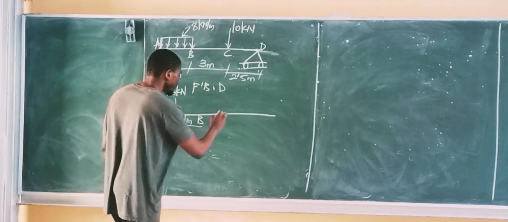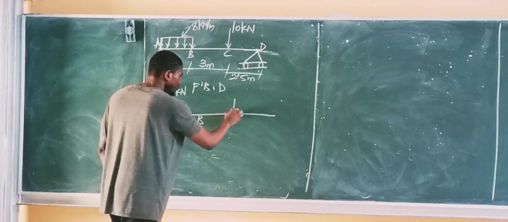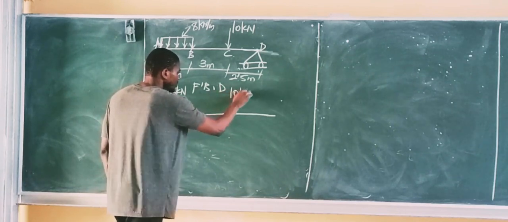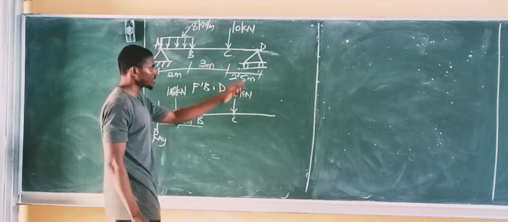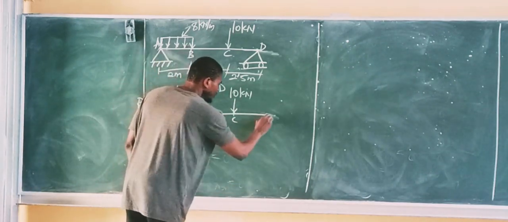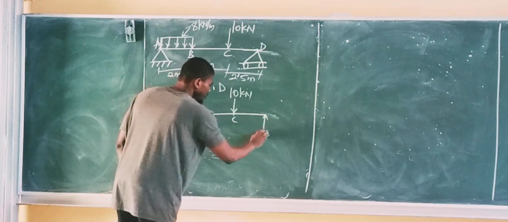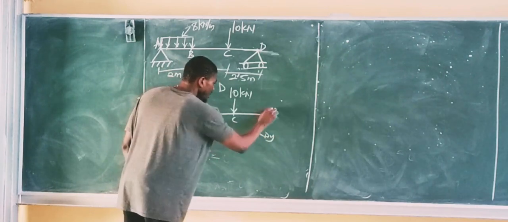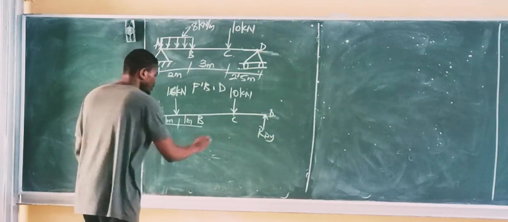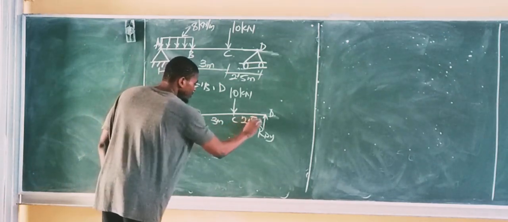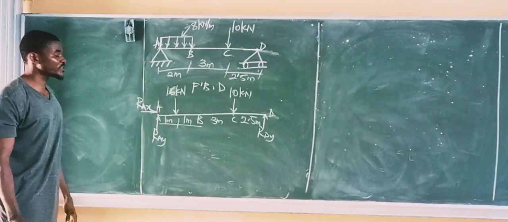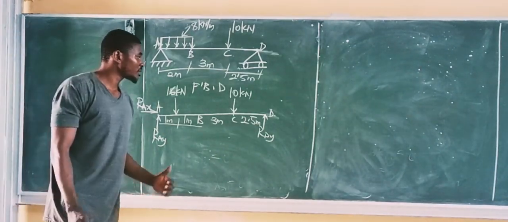Alright, so at point C you have a 10 kilonewtons load. This is 10 kilonewtons, point C. Meanwhile, at point D we have a roller. And the roller will just have one reaction, normal to the surface. So this is RDY at point D. This distance is 3 meters, this is 2.5 meters. Okay, so that's what the free body diagram looks like.